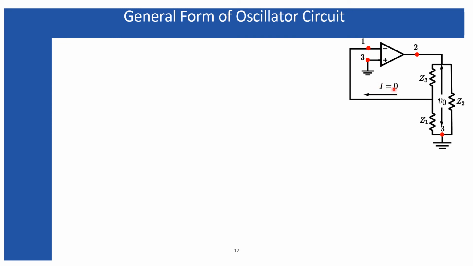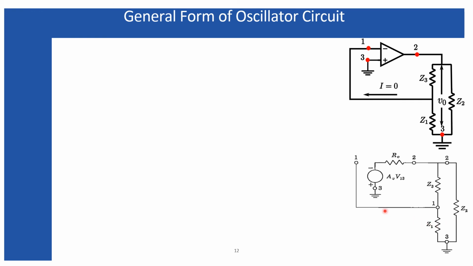The main concern in deriving the general form is finding out what the elements will be that replace Z1, Z2 and Z3, because these are represented over here as reactive elements. In order to make a general form of the oscillator circuit, we have to find out which one will be the capacitor and which one will be replaced by the inductor.